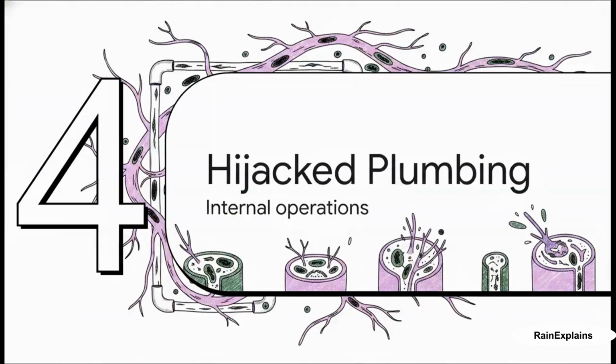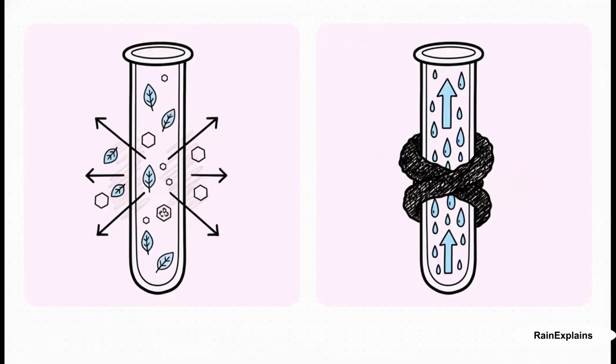Section 4. Hijacked plumbing. How the attackers operate internally. Once these fungal suspects break into the root system, how exactly do they execute their crime? Let's take a look inside. They target the plant's internal plumbing.